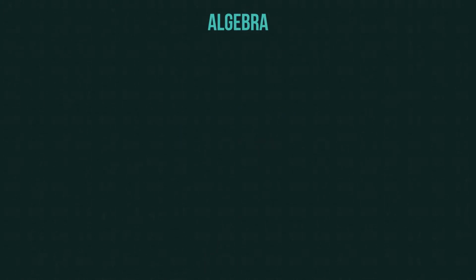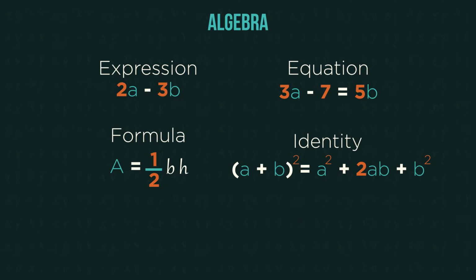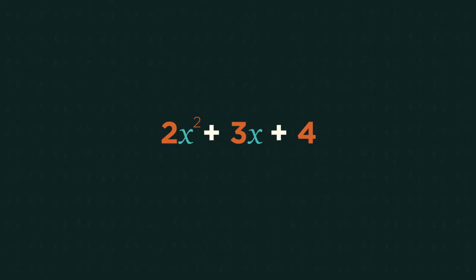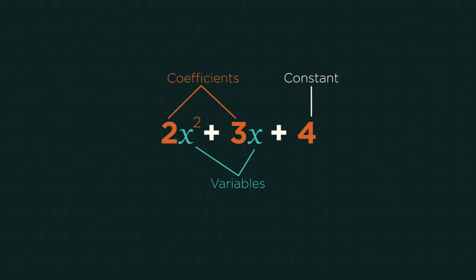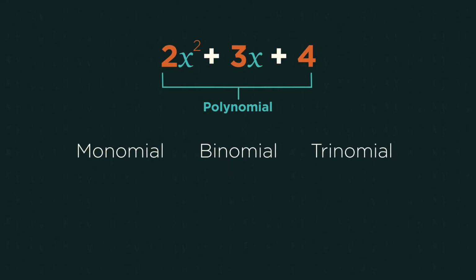In algebra, we have lots of different names for different things. Expressions, equations, formulae, and identities are all slightly different versions of similar things. Then, within these, we have variables, constants, coefficients, and exponents to describe the different parts. We also need to know what the word polynomial means and the different types of polynomials.